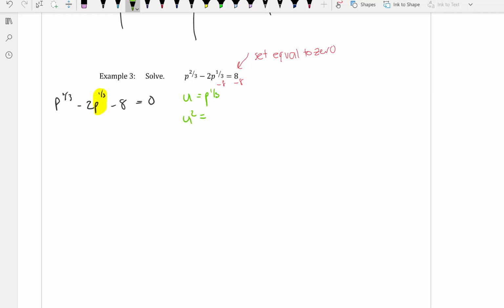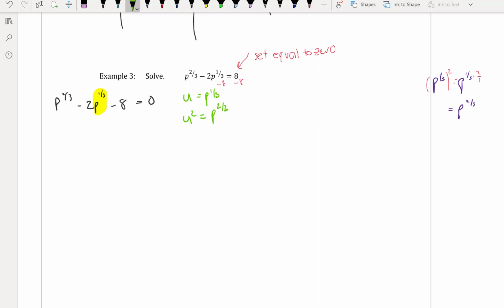So what would u squared be? And if you're having trouble with that, that's okay. You can do it over to this side. So if I have p to the 1/3, and if I were to square that, then I would have p to the 1/3 times 2 over 1. And so I end up getting that this is equal to p to the 2/3. So when I square that p to the 1/3, I get my p to the 2/3.